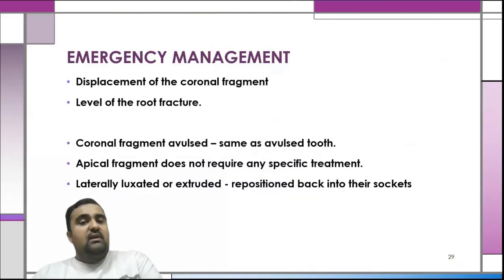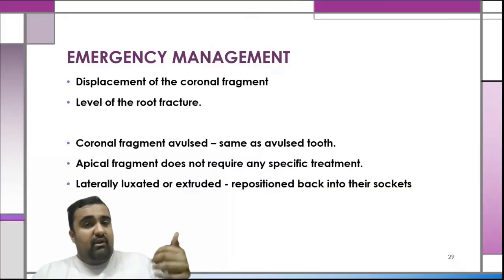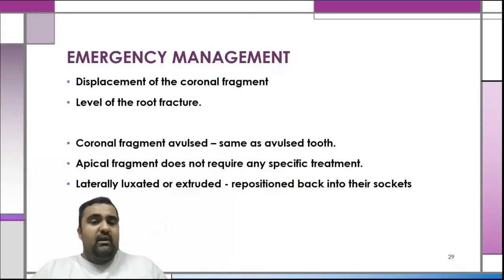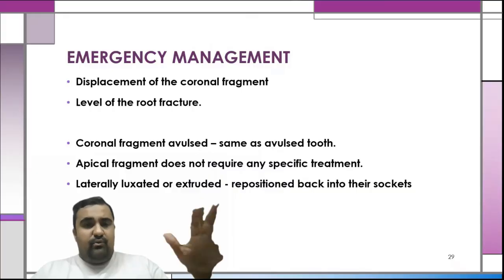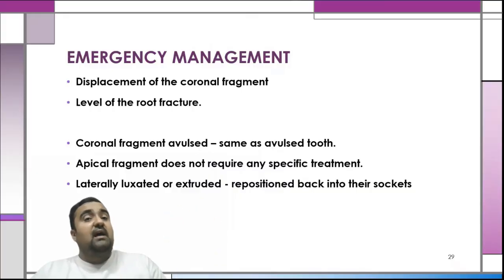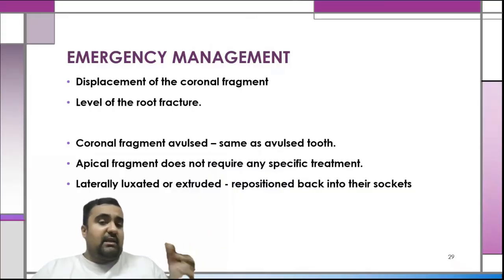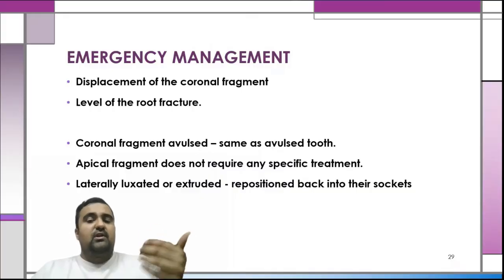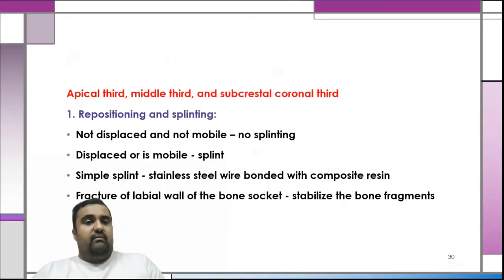So what is emergency management? Displacement of the coronal fragment: check for the level of the root fracture. Coronal fragment, if it is avulsed, you perform the treatment same as for avulsed teeth, which I'll be discussing later. Apical fragment does not require any specific treatment. Lateral luxation or extrusion: reposition it back into the socket.